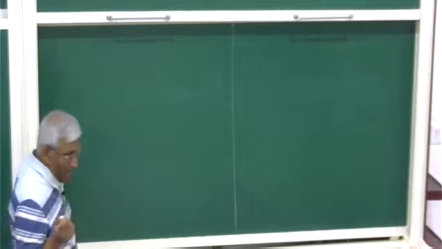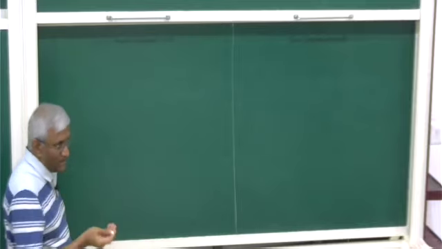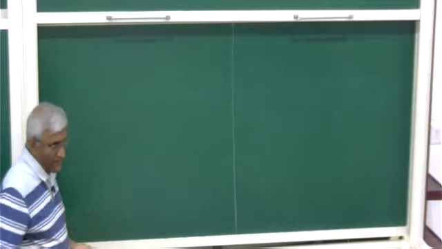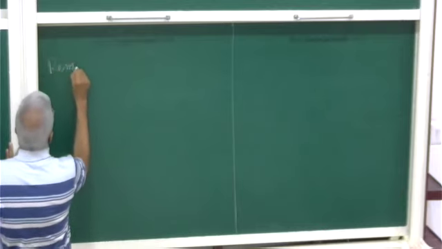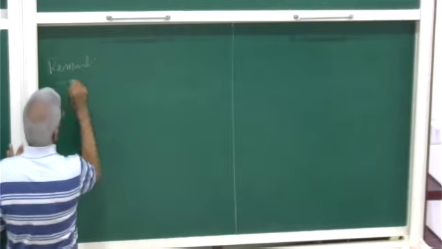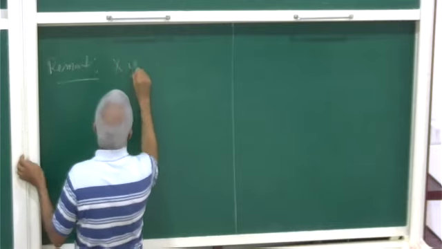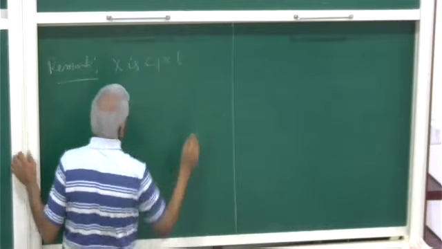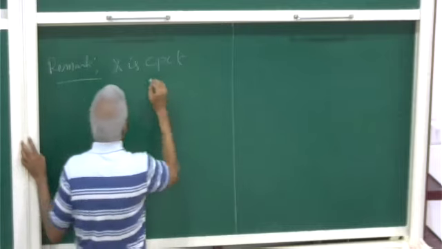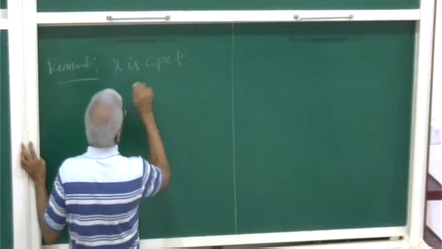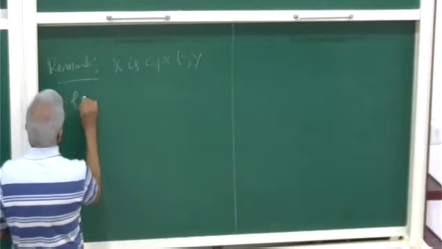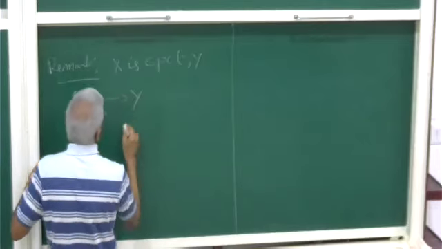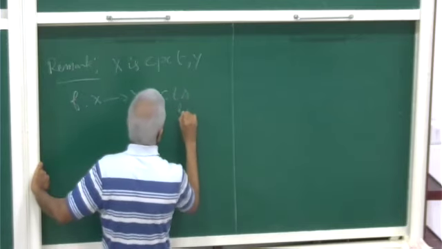In the last class, I forgot to mention one remark. Of course, if you have already done compactness, you should know this, but I'm supposed to record it. It is just: if X is a compact metric space, and Y is another metric space, and you have F from X to Y, a continuous bijection.